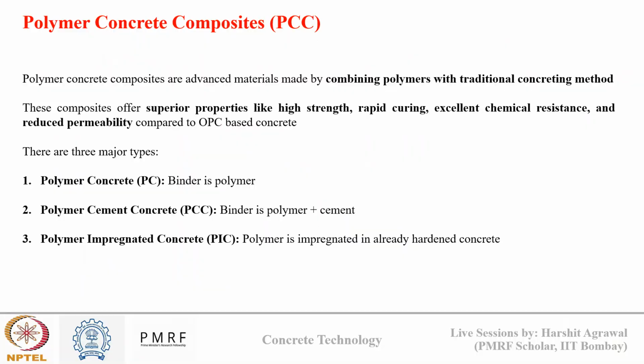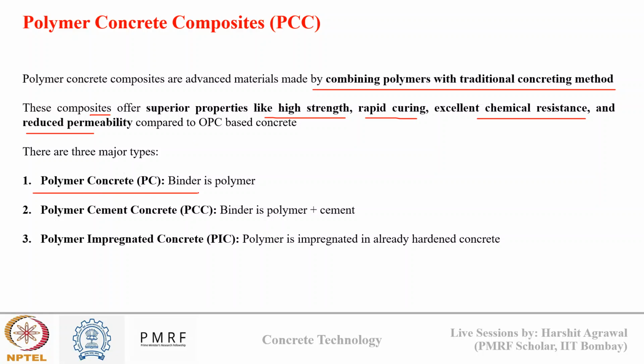Now, after roller compacted concrete, we have polymer composite concrete. Okay, so these are advanced materials in which we use polymers. We combine polymer with traditional concreting material. So, what are polymers? Polymers are generally composites which have properties like high strength, rapid curing, excellent chemical resistance and reduced permeability. Okay, there are three types of polymer concrete composites.